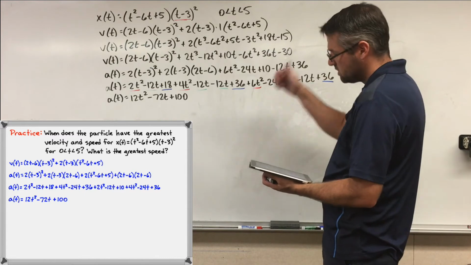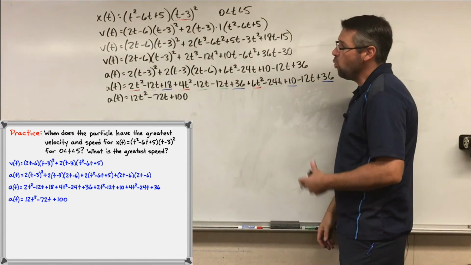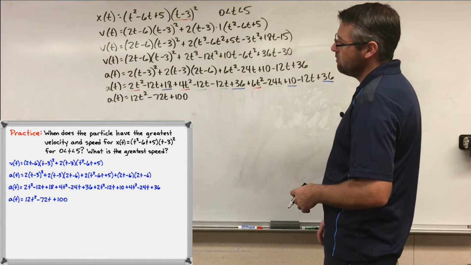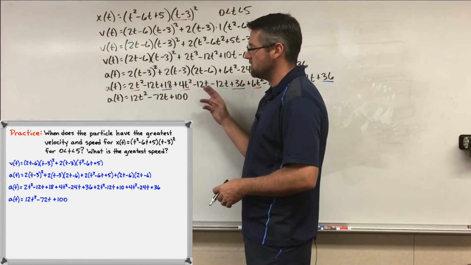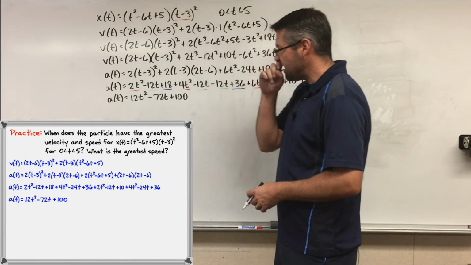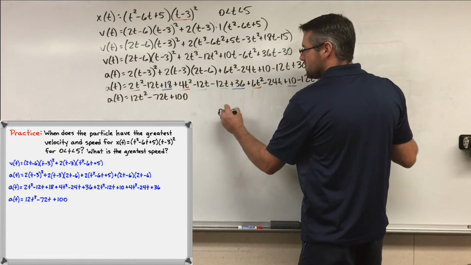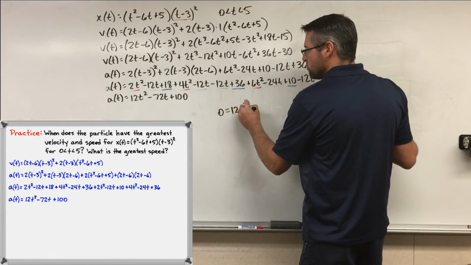12t squared minus 72t plus 100. Okay, so that is my acceleration function. What do I do with that? Well, I am looking for when the acceleration changes signs. The only way for acceleration to change signs is if acceleration is equal to 0. So we're going to go ahead and set that acceleration function equal to 0.